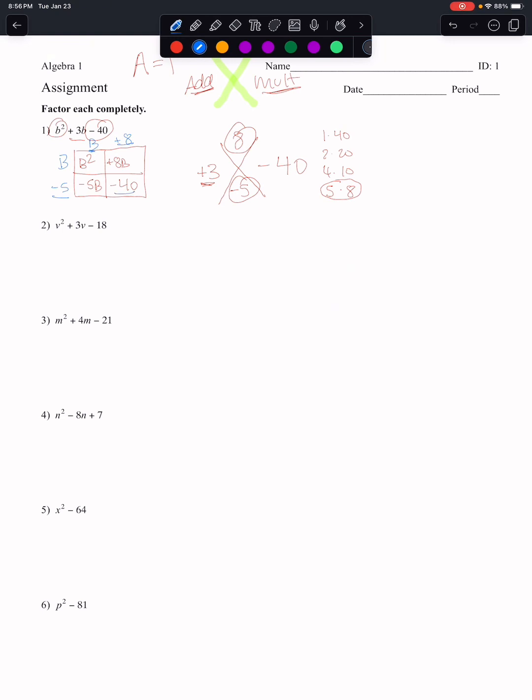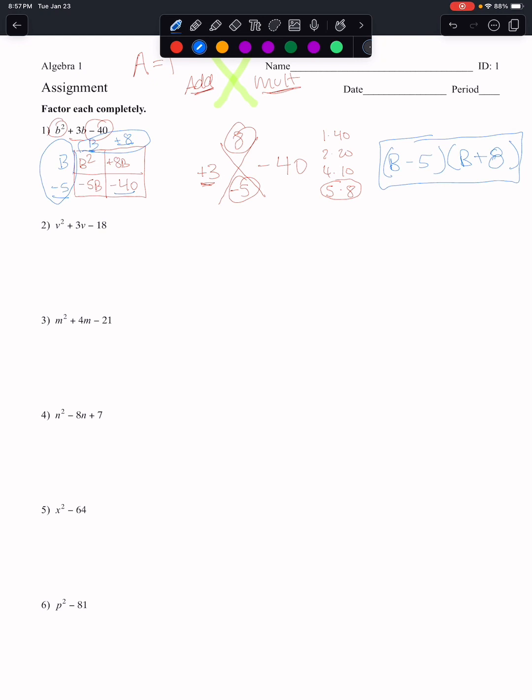So my two factors are going to be b minus 5 and b plus 8. And this is factored. If you multiply these two together, you will get b squared plus 3b minus 40. Let's do the next one.